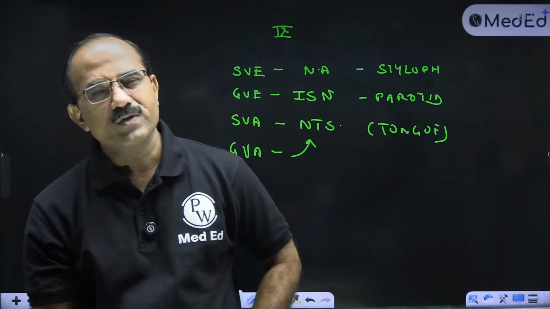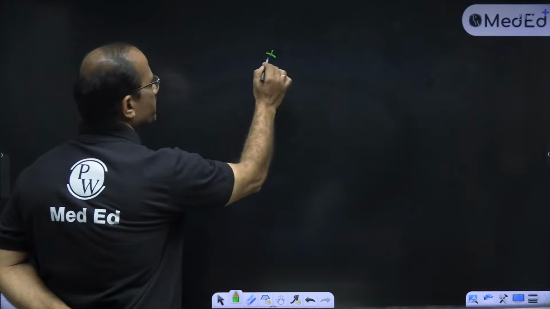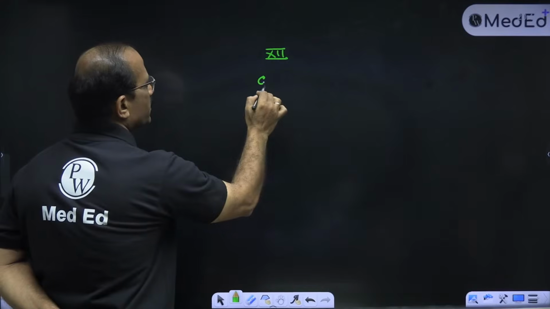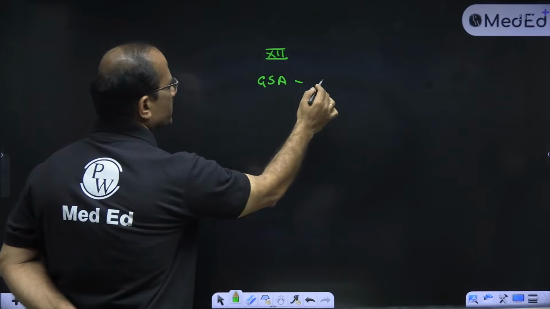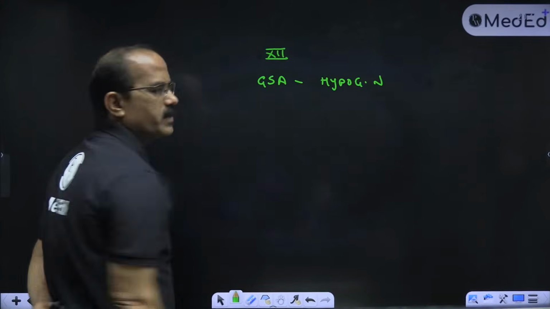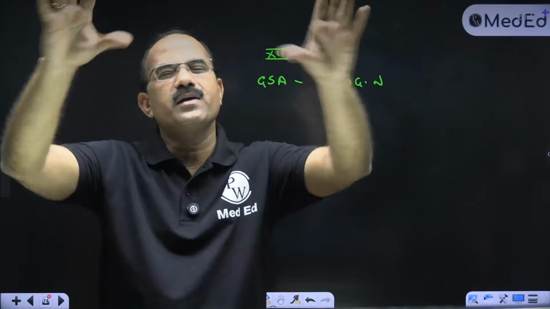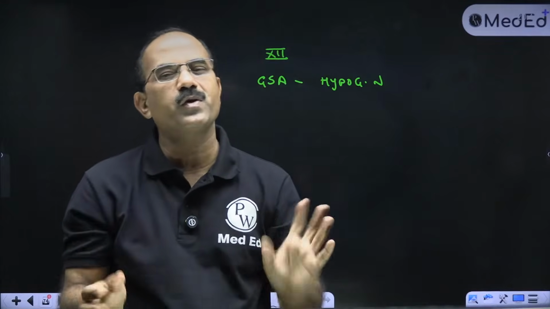Same for the hypoglossal nerve. You can tell the nucleus of the hypoglossal nerve, the general somatic efferent nucleus. That's the hypoglossal nucleus. Where is this hypoglossal nucleus located? In the medulla, in the closed part of the medulla near the fourth ventricle. The whole hypoglossal nucleus.